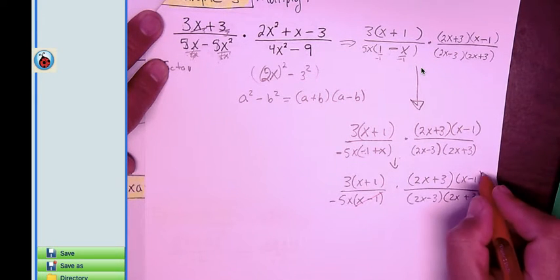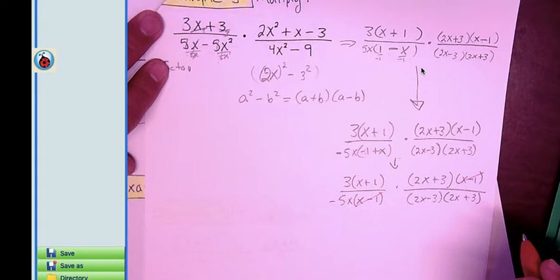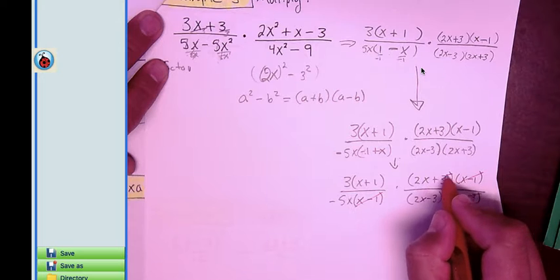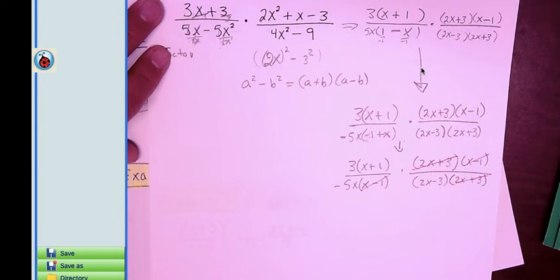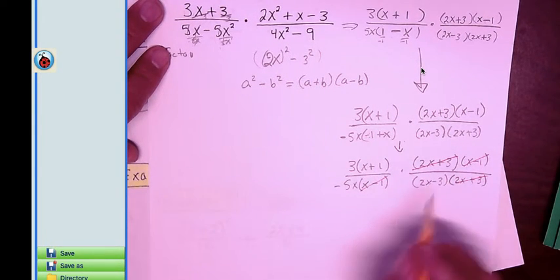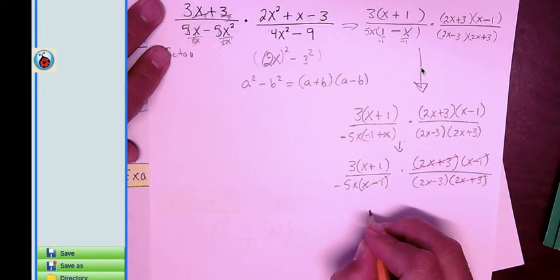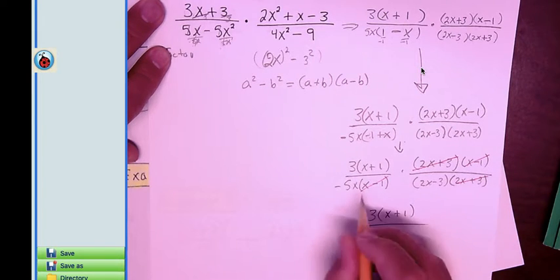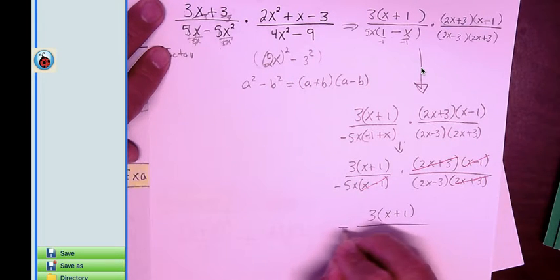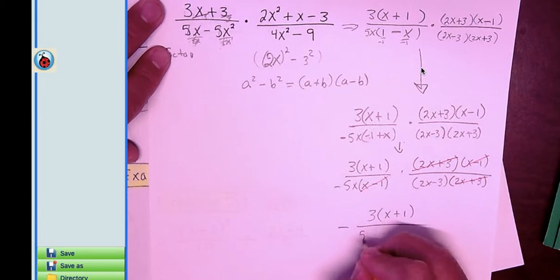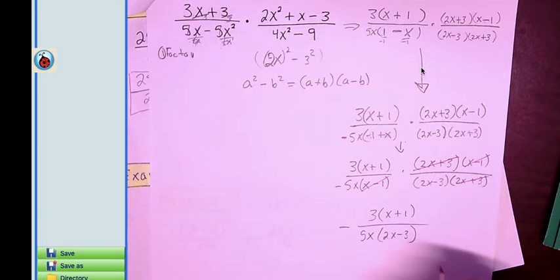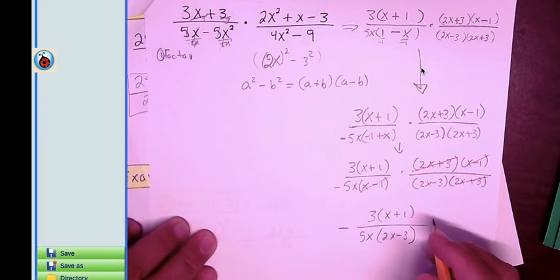So you can simplify these, they become 1. There's a 2x plus 3 here and a 2x plus 3 here, so you can simplify these ones. And just keep everything that you have left. So it would be 3x, the 1 over here, and then you have the negative. So I'm going to put the negative here. Like I said, you can do that. And then I'm going to put the 2x minus 3 here. And that's the answer.